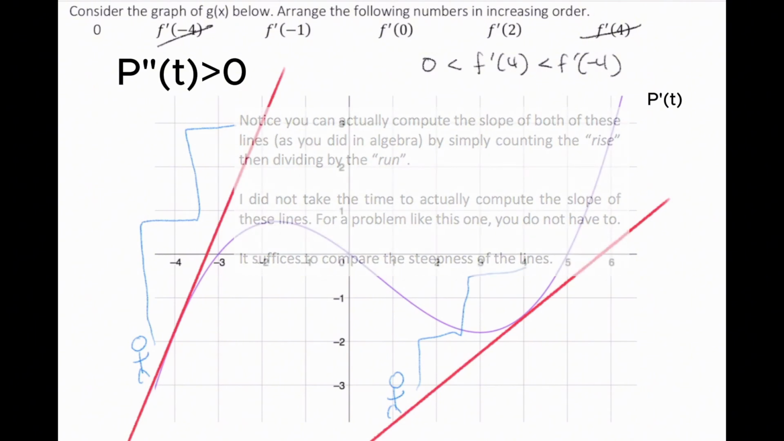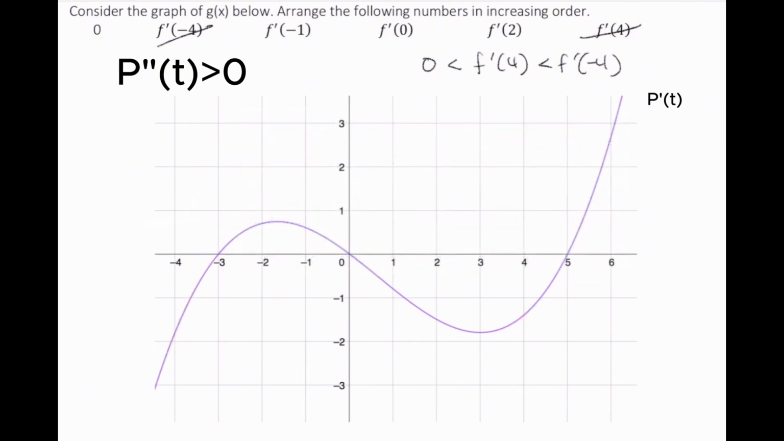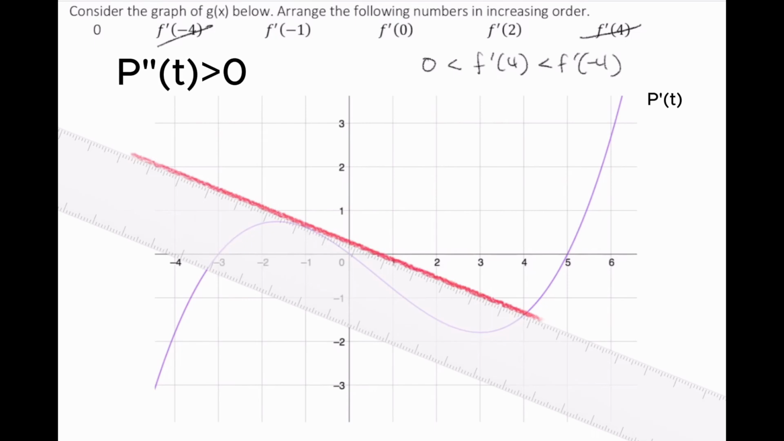Okay, let me erase all my doodles. And now let's do the same thing. So let's get our ruler out again. And at -1, let's turn this here, so our ruler matches the slope at -1. There it is. That's fairly close, I'd say. And now I'm going to go ahead and sketch a tangent line. All right, so there is a line tangent to this purple graph at -1, and its slope is clearly negative.